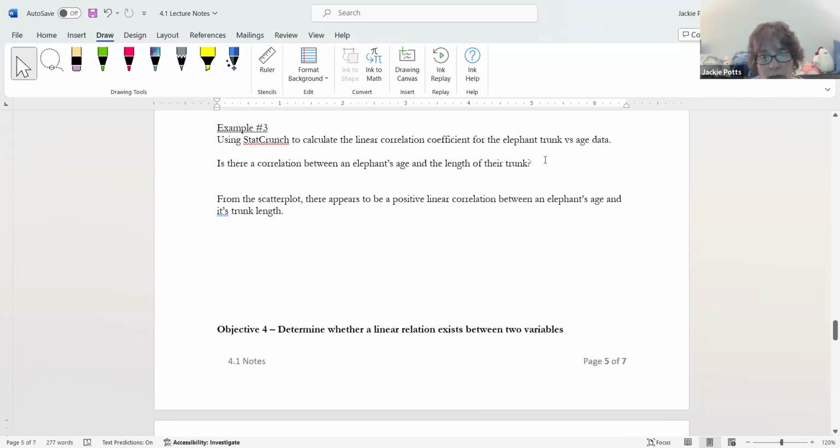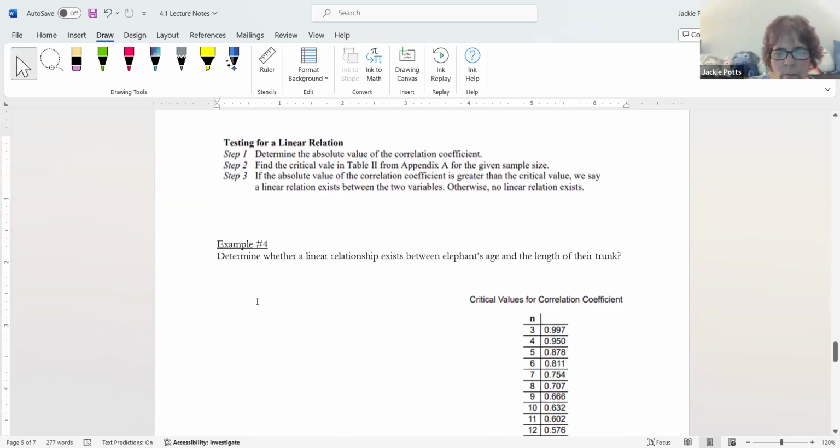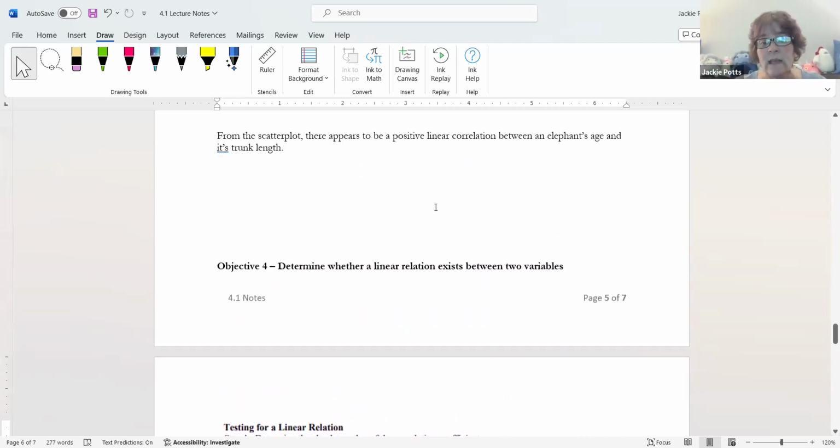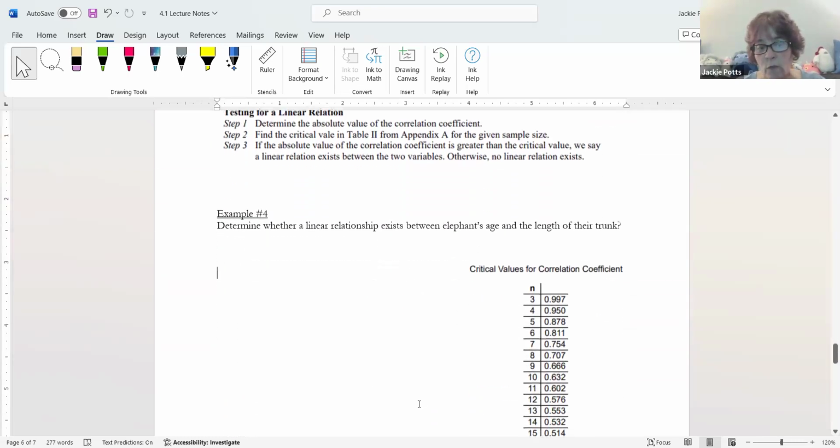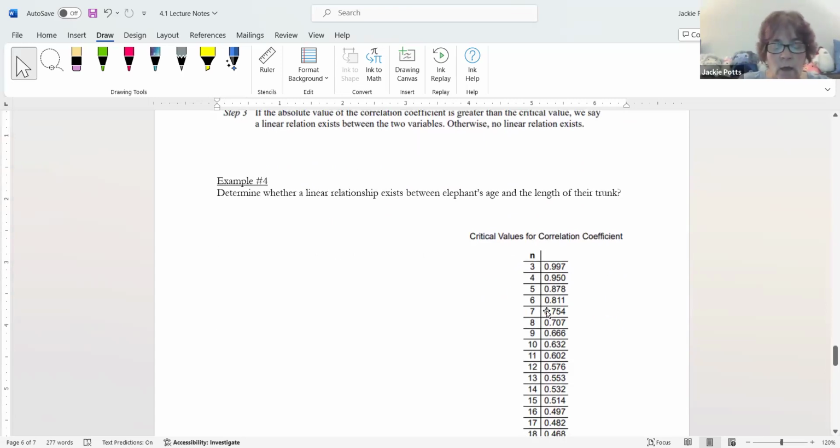So we calculated this, and you heard my first statement. It appears to be. That's the first start. This is where I'm asking, is there a linear? In other words, I'm asking about the shape. It's down here when I bring in the actual test, because if I didn't see a linear shape here, I would not progress to example 4.